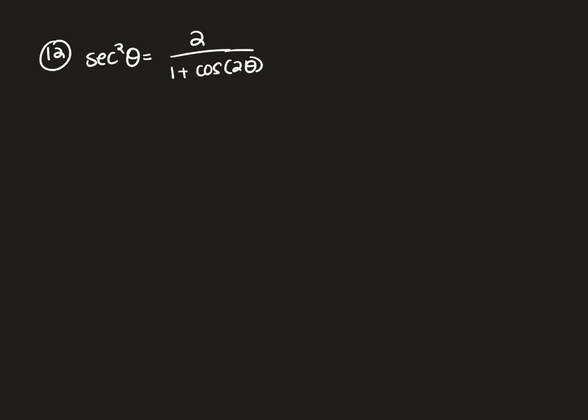All right, next set. Hopefully we can agree that the right side is definitely going to be a little more complicated. So I'm going to leave the left side as is. And remember, we've got 3 options for rewriting cosine of 2 theta.